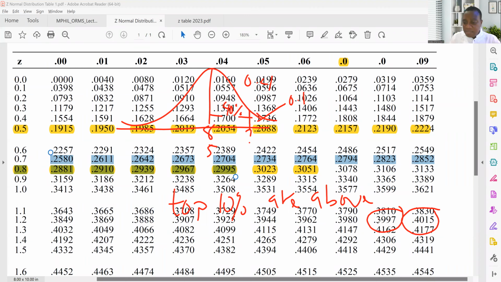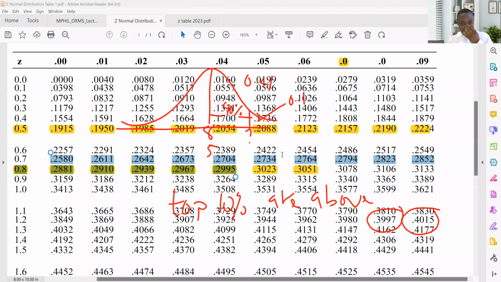Now that you know it is 0.3997, just trace that leftward, and the Z value is 1.2, and you trace it upward and that is 8. So you're going to get 1.28. And then you ask yourself, is this to the right or to the left of the mean? When you check the graph, you will know.